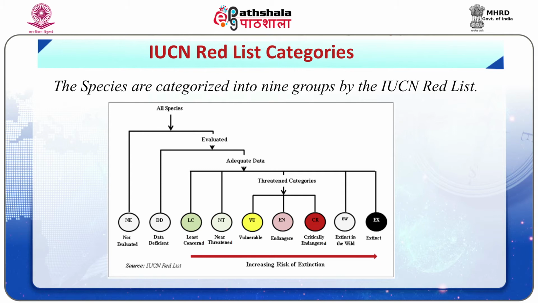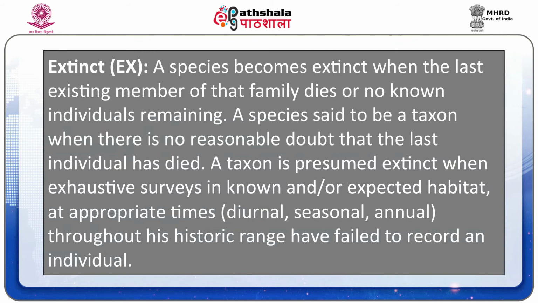This is the world's most inclusive record of worldwide conservation status of biological species. The species are categorized in 9 groups by the IUCN Red List. The first one is extinct. A species becomes extinct when the last existing member of that family dies, or there are no known individuals remaining.